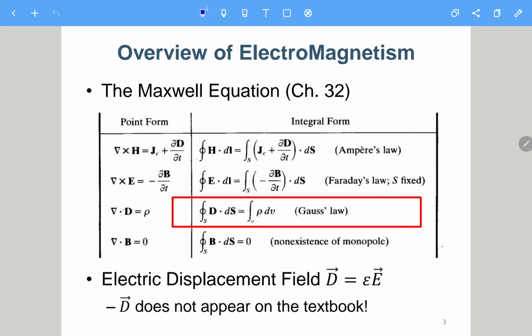In chapter 32, we will have a chapter called the Maxwell equations. Of course, this is not actually the same as what we see in the textbook, but it's just a demonstration. In this chapter, we will learn Gauss's law. In this textbook, we only use the integral form rather than the point form or differential form. But in chapter 32, I will also give some supplementary notes about the differential form.